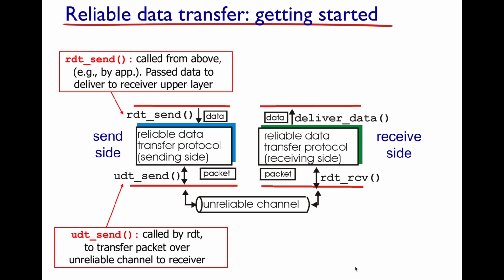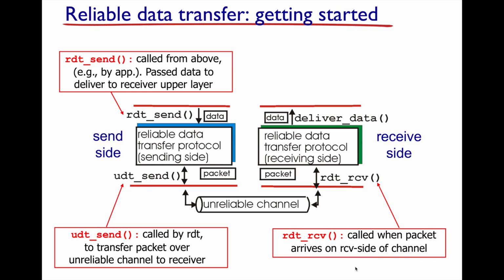Of course, if there's a high probability that it's not going to make its way between the sender network layer and receiver network layer, it sends it again, and sends it again, until eventually one of them is going to get through. So this datagram gets through, and RDT receive is called, and this RDT receive is the event corresponding to the delivery of this datagram from the network layer on the receiver side to the transport layer on the receiver side.